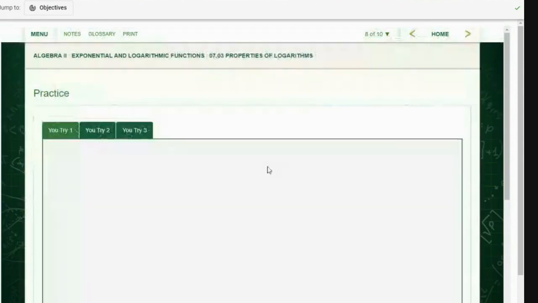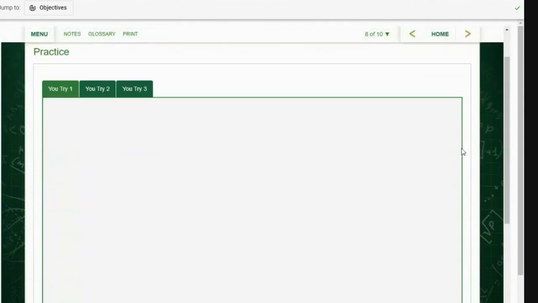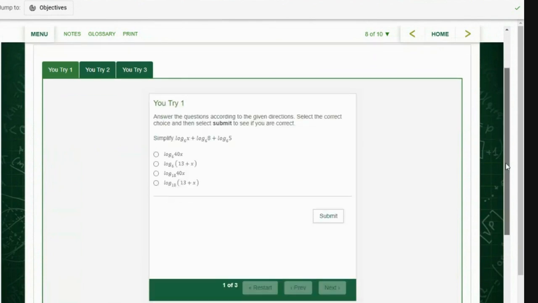You start getting the properties over here. That was change of base. 1, 2, and 3. So here are 3 different sets of practice problems on the next page. Log base 6 of x plus log base 6 of 8 plus log base 6 of 5, which means that's the product property. It means you can multiply all those together.